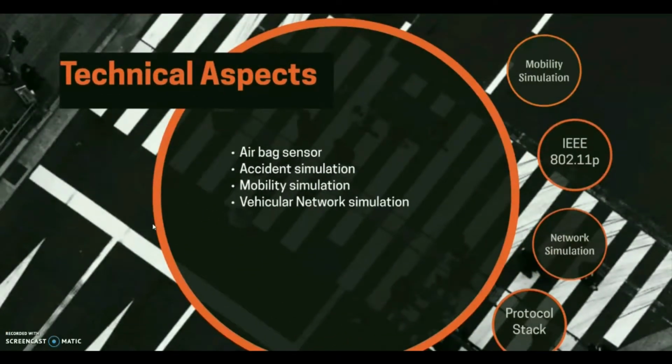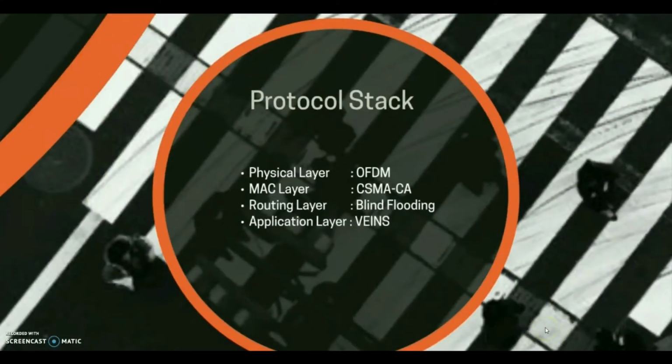So, as a brief recap of what has been discussed in this section, the protocol stack implemented for our project is shown over here. The physical and MAC layers are the Wi-Fi P standards. In the MAC, CSMA/CA is used to access the channel. Blind flooding is used in the routing layer, and the application was developed in WINGS.